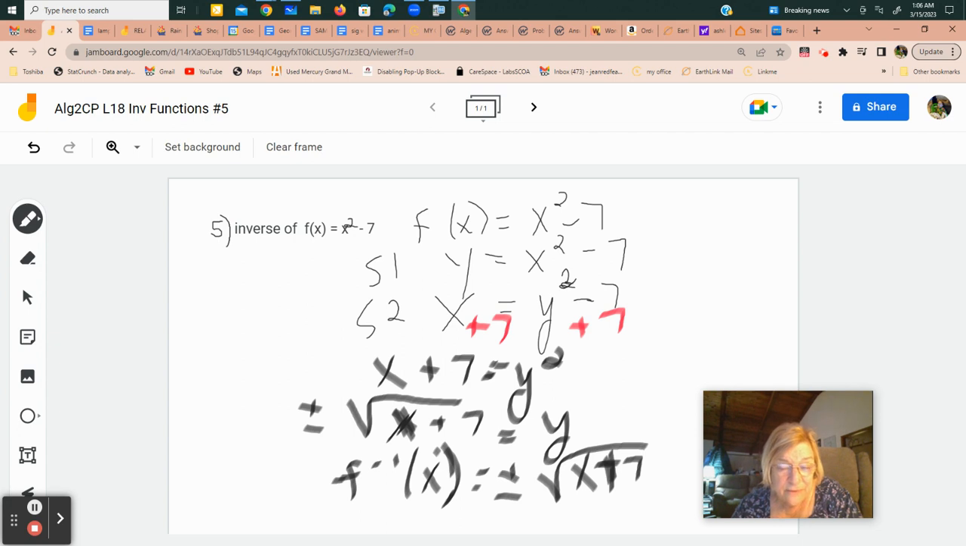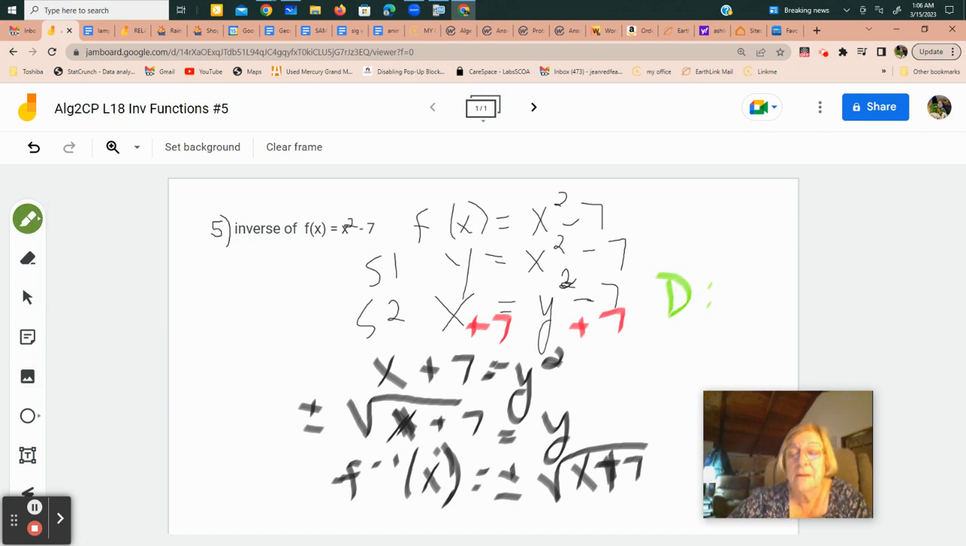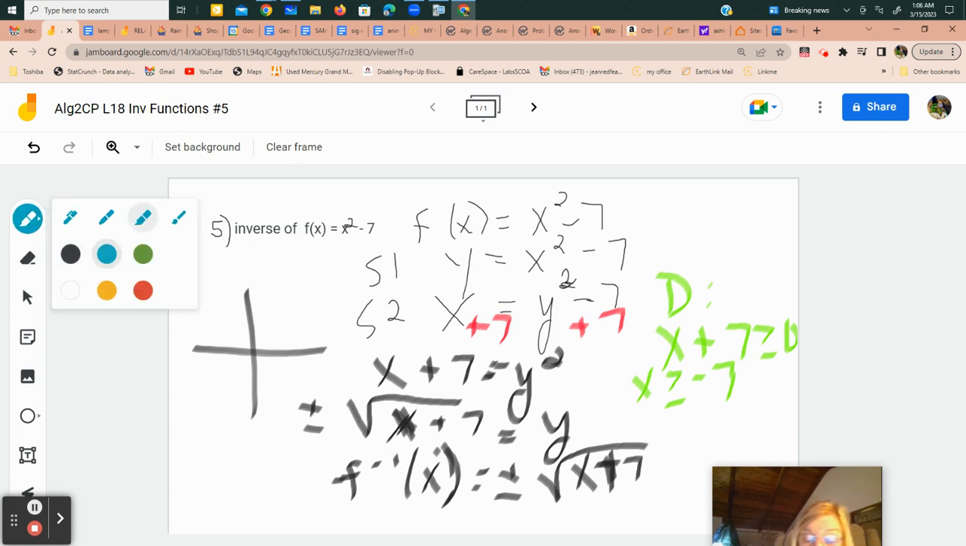If it was just the positive, then you take what's underneath, which in this case is x plus 7, and you say greater than or equal to 0, and you'd say x is greater than or equal to negative 7. But this doesn't have any kind of restrictions or anything. It's exactly plus or minus, so you end up having a graph that is over here, like that, and that doesn't pass the vertical line test.